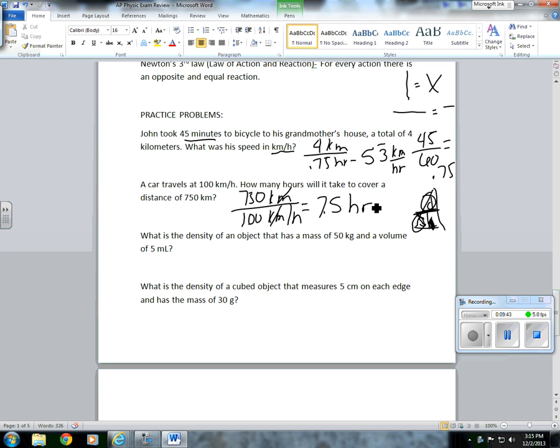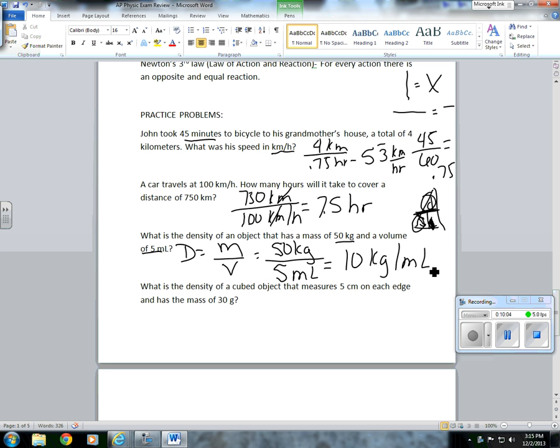All right, two different ways we can find density. First, we're given the mass and the volume. And we know that density is equal to mass divided by volume. So our mass here is 50 kilograms. Our volume is 5 milliliters. So 50 divided by 5 is 10 kilograms per milliliter.